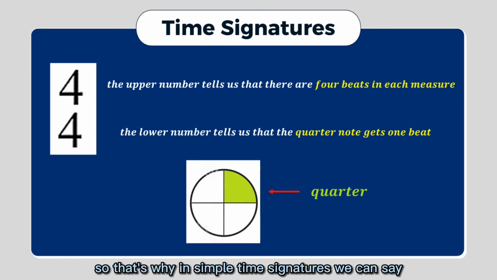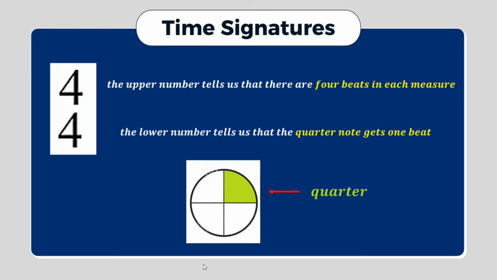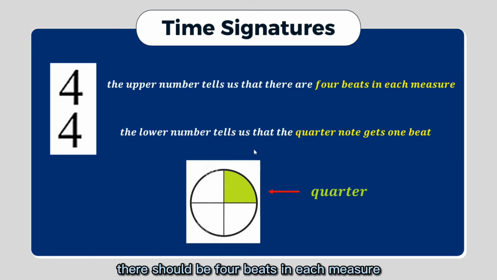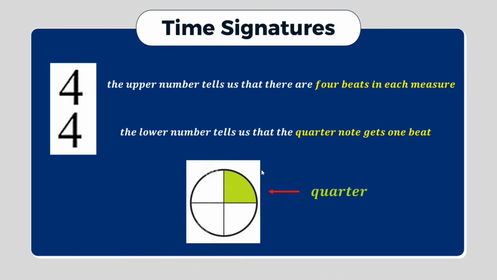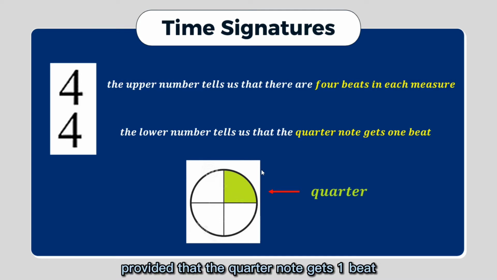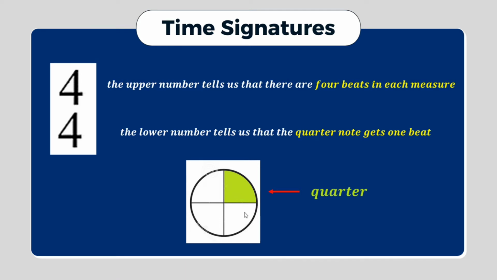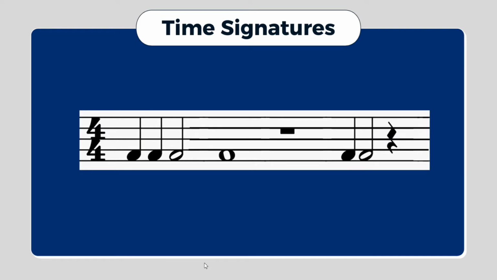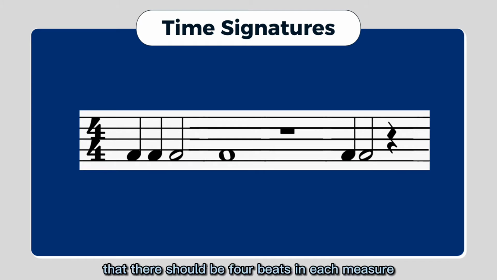So that's why in simple time signatures, we can say that the lower number 4 tells that the quarter note gets 1 beat. So in 4/4 time signature, there should be 4 beats in each measure, provided that the quarter note gets 1 beat. Let's take for example this rhythmic pattern. The time signature is 4/4. This tells us that there should be 4 beats in each measure.